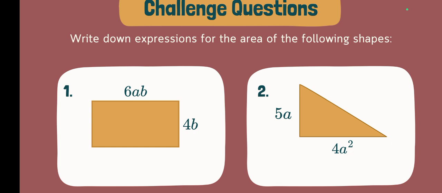Fine. So now the next question is a triangle, so we need its area. We know that the area of a triangle is half into base into height. So you will write half into, in place of base, 4a square, and height you will write as 5a. Now 5 4s are 20. a into a square is a cube, but since you need to take half, 20 half will be 10. So 10a cube. This will be your answer.